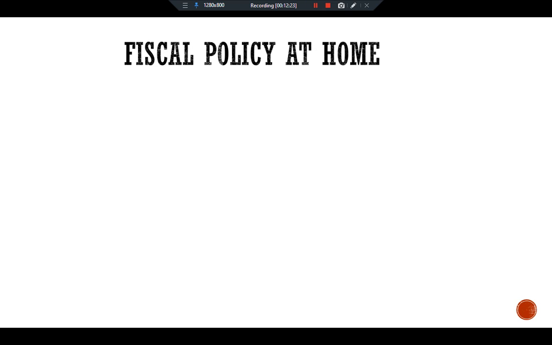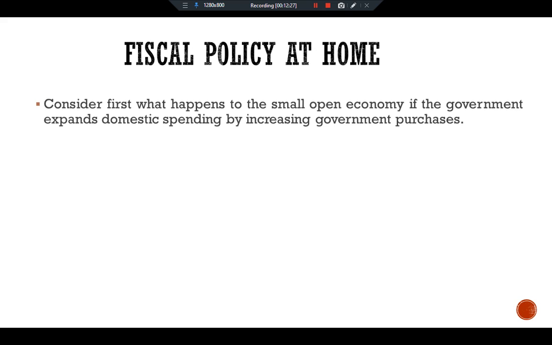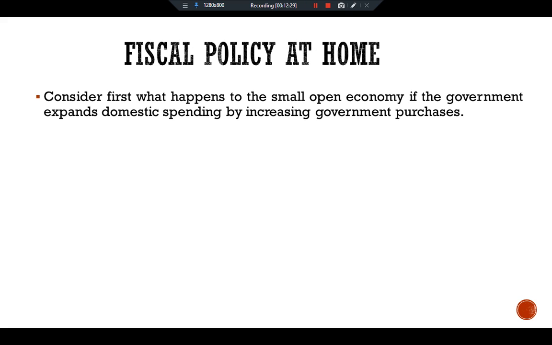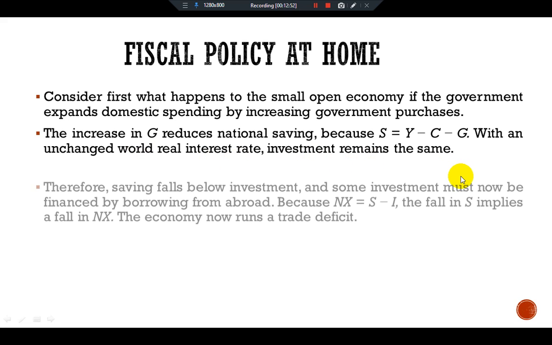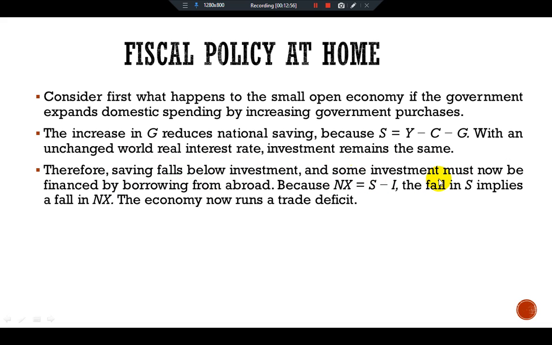So first we start with fiscal policy at home. Consider what happens to the small open economy if the government expands domestic spending by increasing government purchases. The increase in government purchases reduces national saving, because S = Y − C − G. With an unchanged world real interest rate, investment remains the same. Therefore saving falls below investment, and some investment must now be financed by borrowing from abroad, because net exports equal the difference between saving and investment, S − I. The fall in saving implies a fall in net exports. The economy runs a trade deficit.